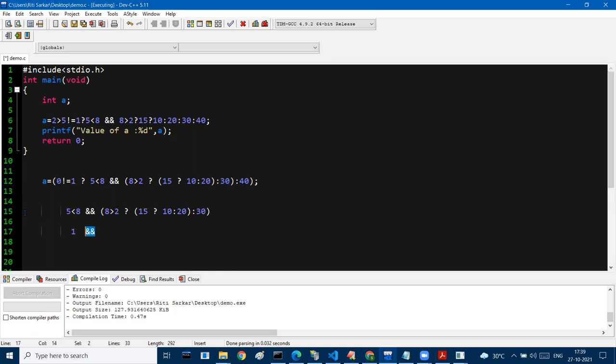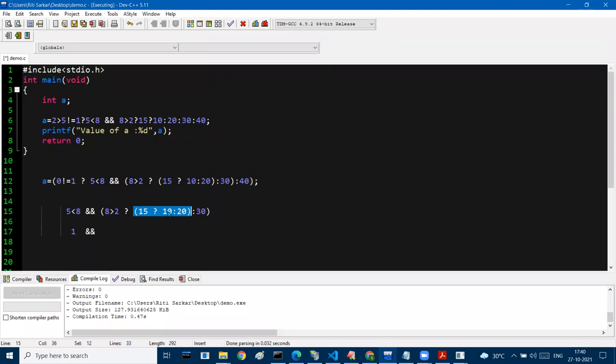Will you go to the other half? Yes, I will go to the other half. Here, 8 greater than 2. Is 8 greater than 2? Yes, 1 is the answer. If 1 is the answer, this is expression 2 and it will come into the picture. Expression 3 got out of the context. 8 greater than 2 is true, so this part will come into the picture. What is this part, sir? 15 question mark 10 colon 20. In this part, what is the value? 15. Is 15 a true value? Yes, 15 is a true value.